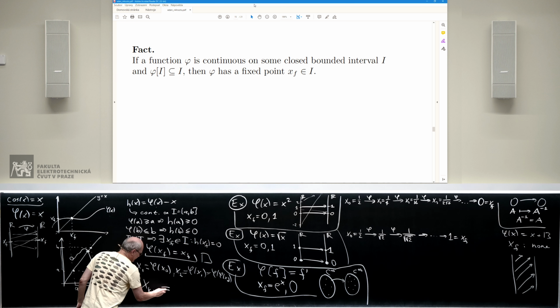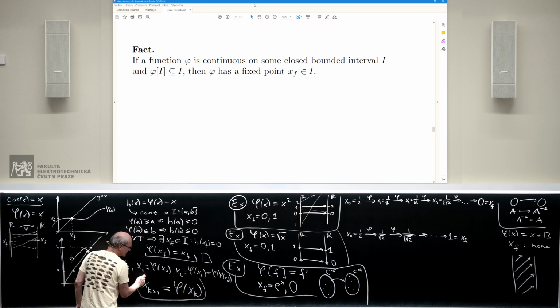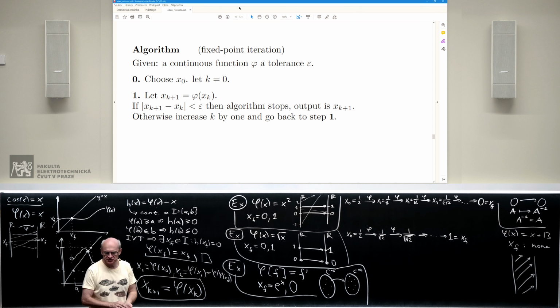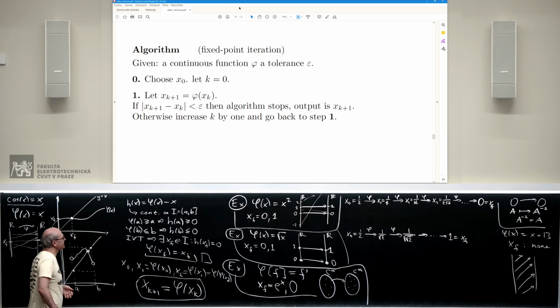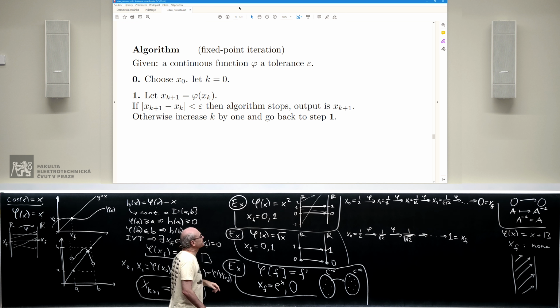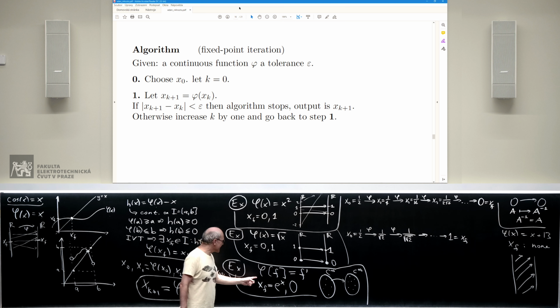And the general formula is like that. To get the next guy, you simply apply your function to the current guy. Okay? I think I wrote it as an algorithm. But the question is whether it's really worth writing it as an algorithm. It's so simple. Okay? Yeah, that's what it is. Iteration, fixed point iteration.